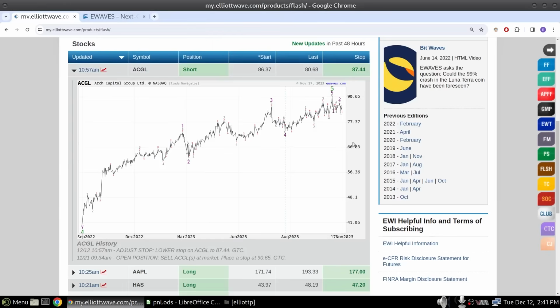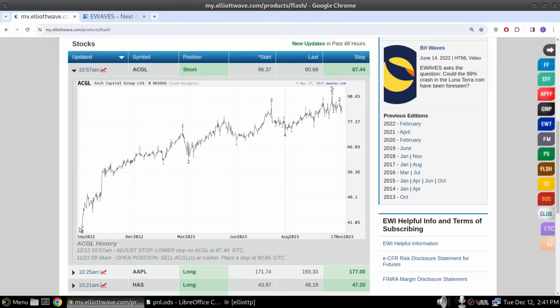Now, if you know your Elliott Waves, you'll understand why we went short at the time we did on ACGL. So we've got 5 waves up, 1, 2, 3, 4, 5. This is a typical impulse wave. The only aspect of it that's a little unusual is that wave 4 here almost overlapped wave 1. Not quite: here it's 73.50, whereas wave 1 here was 72.28. So very close. So this is not exactly a powerhouse move.